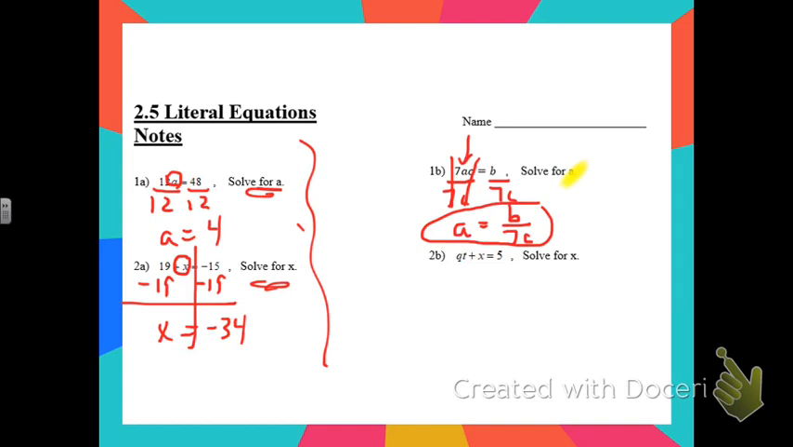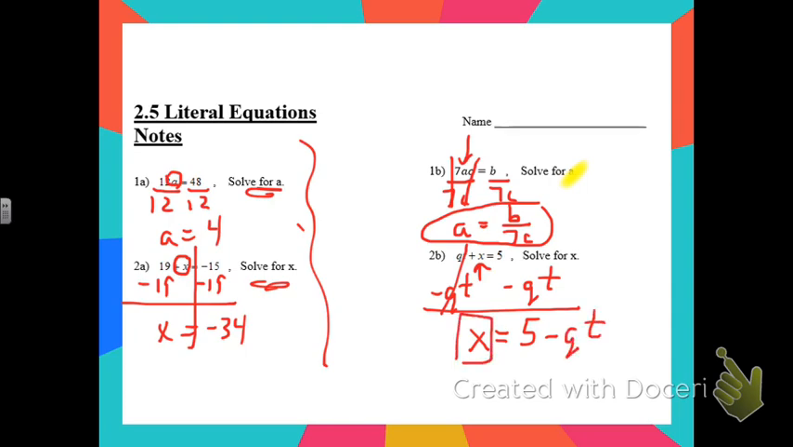Okay, so for 2B, I'm solving for X. So there's my X. It is being added to QT, so I'm going to subtract QT from both sides. That's gone. X equals 5 minus QT. And as long as X is isolated or by itself, you're done.